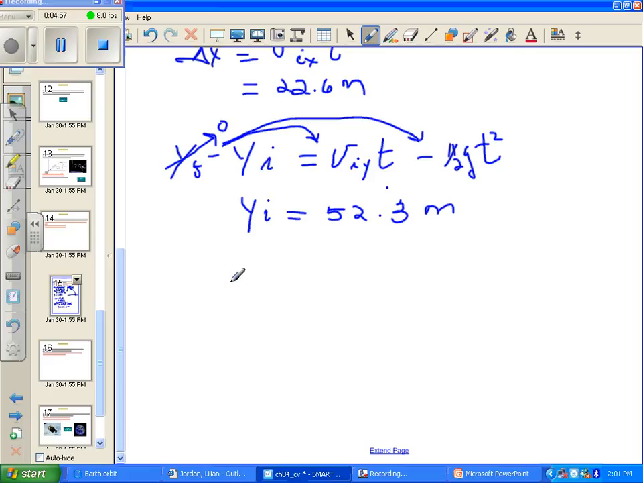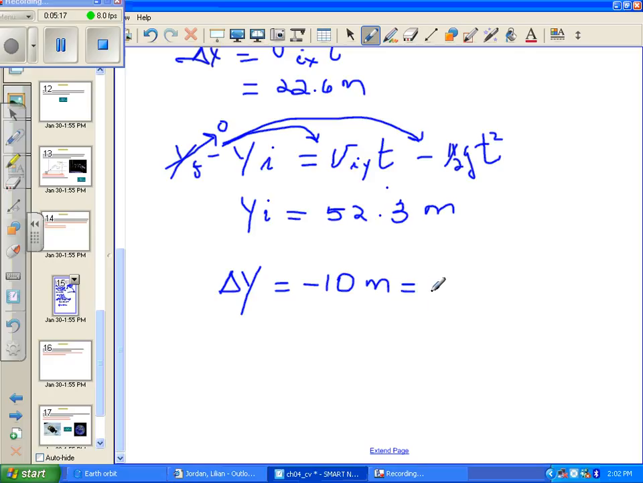The next part of the problem asks us to determine how long it takes when the ball is 10 meters below its starting position. So in other words, when delta y is minus 10 meters, what is the value of t? Now we know that it should be less than 3 seconds because after all, it only takes 3 seconds to fall 52.3 meters downward. 10 meters should take less.